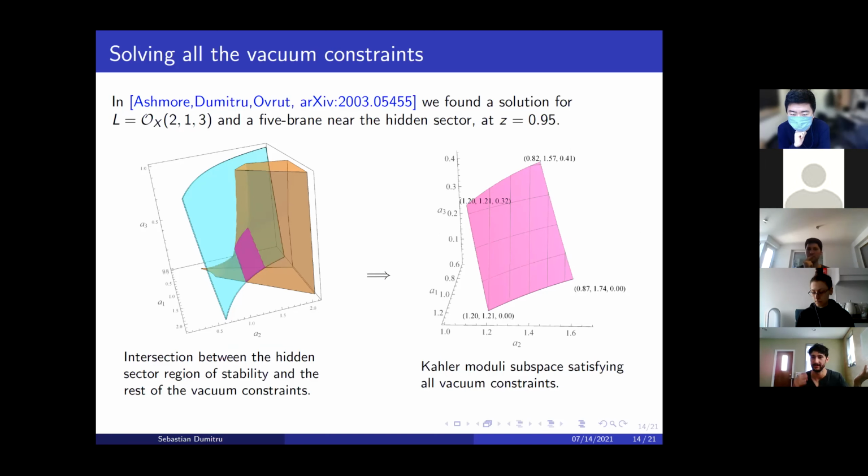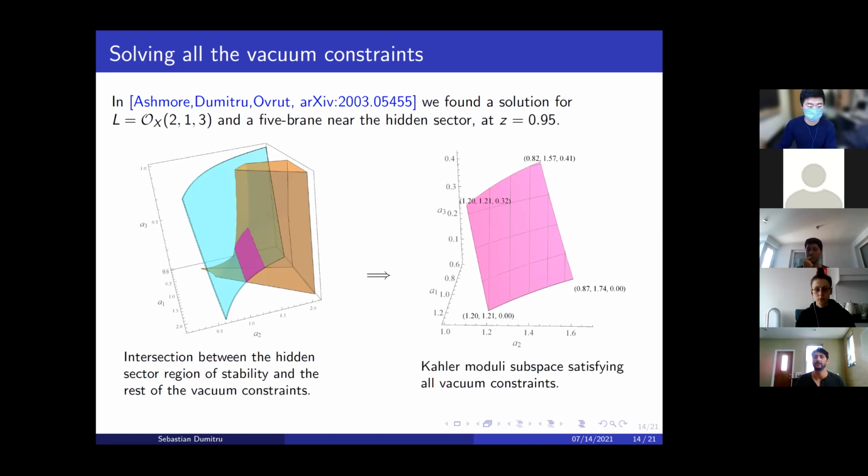But just as the SU4 bundle, this hidden sector cannot exist alone. They have to be matched together. So now we have our hidden sector bundle, our SU4 bundle, and the rest of the vacuum constraints. We want to piece them together. And after we do that, we find a solution for this line bundle (2,1,3) when we place the five-brane near the hidden sector. This blue region is the region in which the hidden sector bundle is stable that we just described. And in this brown region, all the rest of the constraints are satisfied. So the vacuum is completely consistent at the same time only in this magenta region shown here. So this is the validity region of our theory.